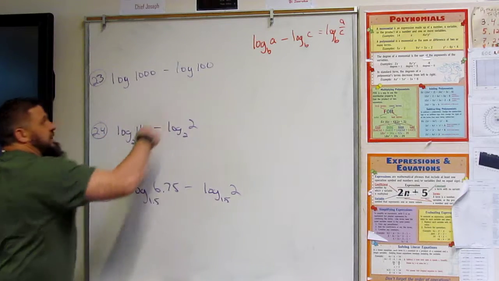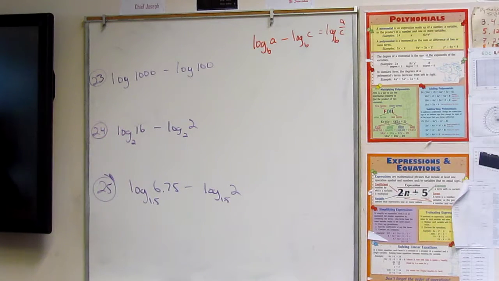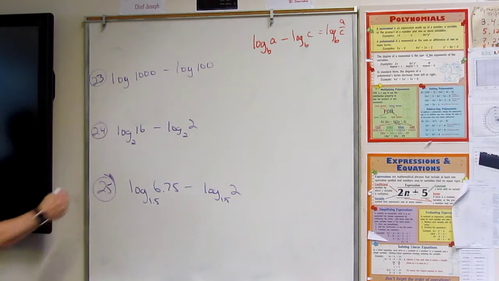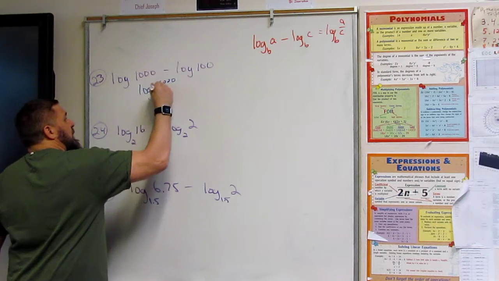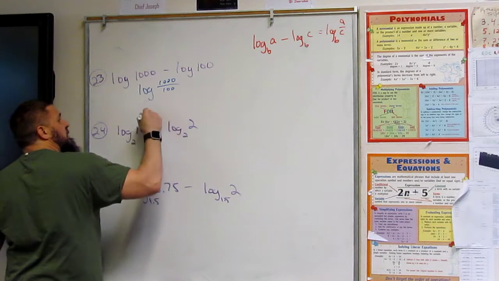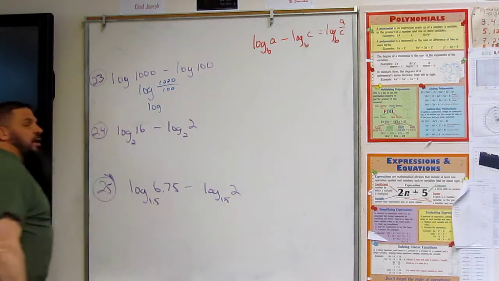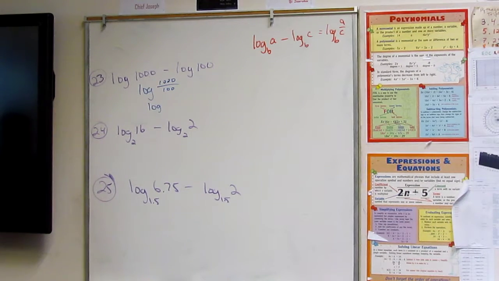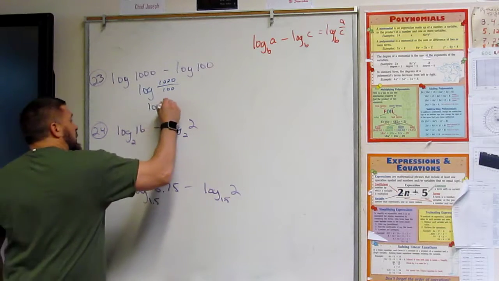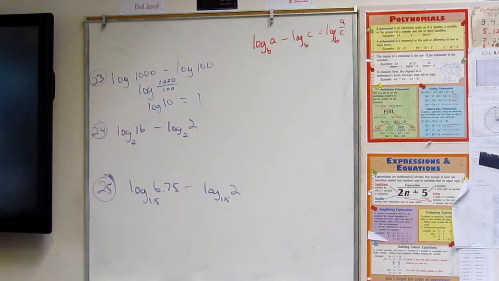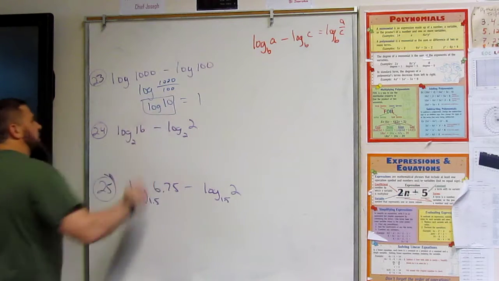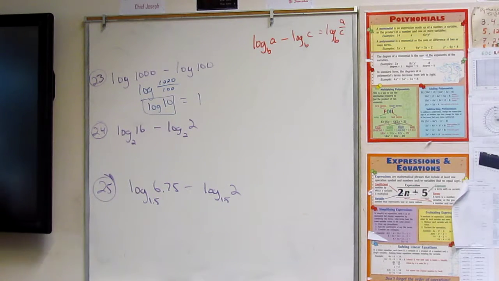These are log base 10, so it's really 1,000 divided by 100. Log of 1,000 divided by 100 is log of what? 10. And log of 10, we should know equals 1. That's not what they're looking for. If you get used to it, man.